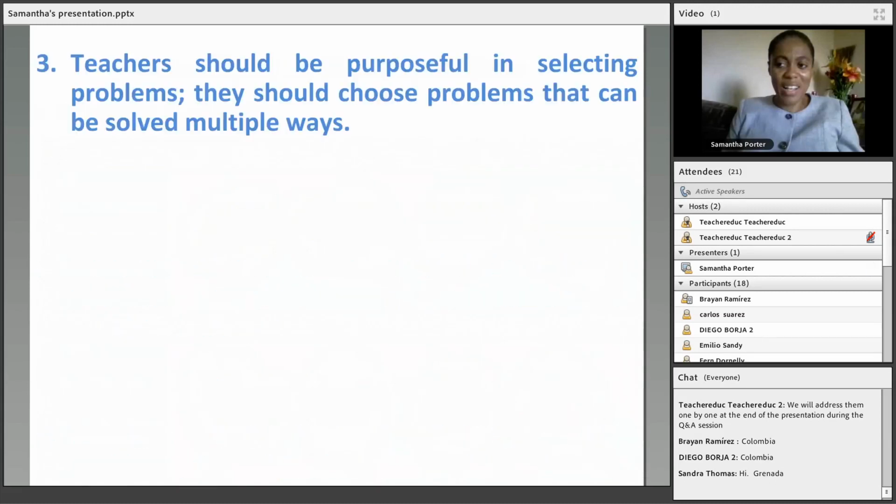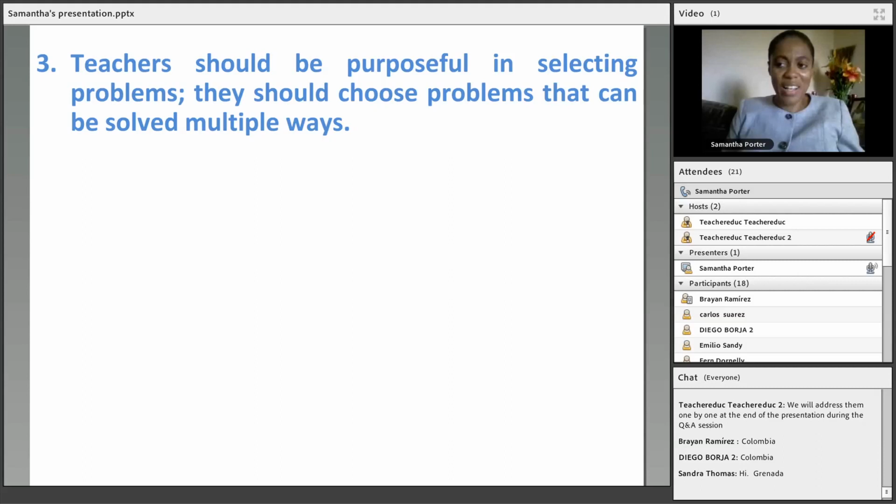So we move on. Teachers should be purposeful in selecting problems. They should choose problems that can be solved multiple ways. Why? Because we don't want to leave any child behind.